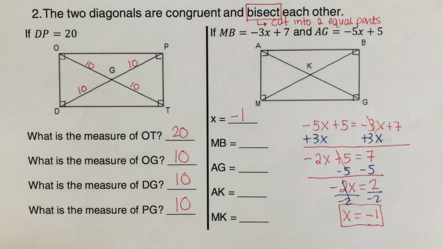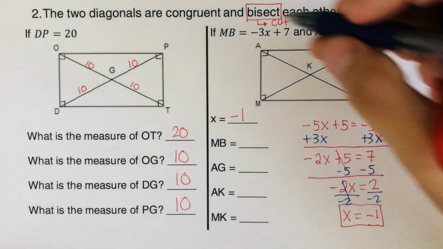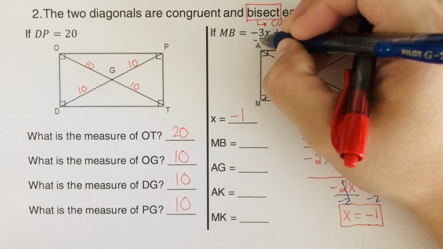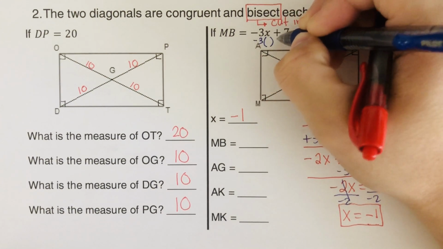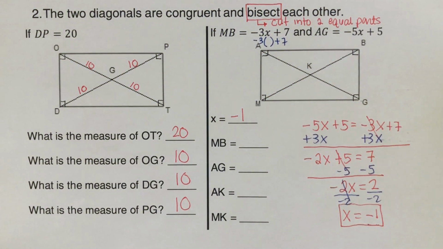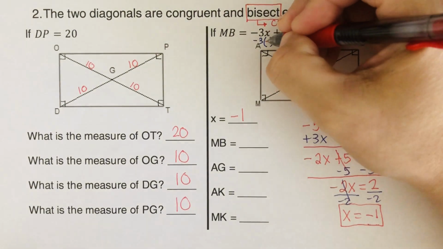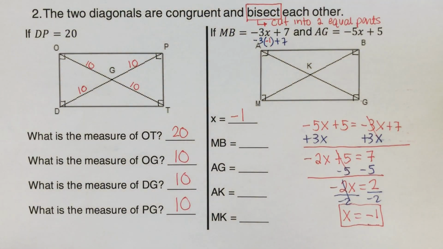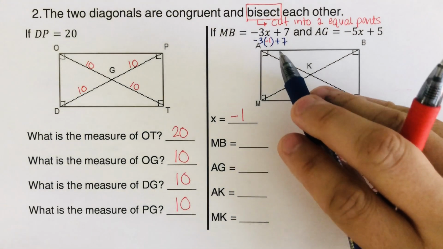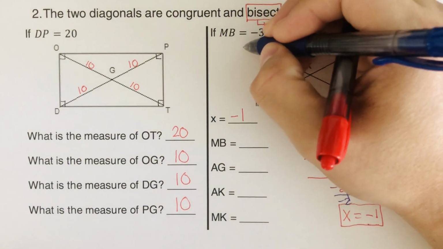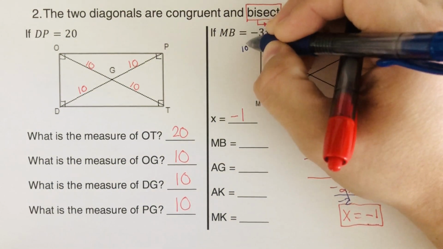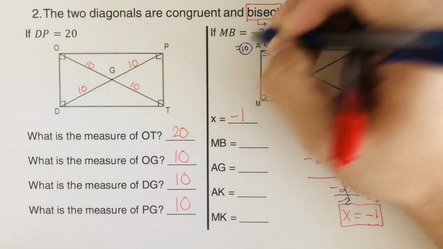And so if we want to solve for the diagonal MB, we plug it in. So that would be negative 3 times the x, which is negative 1, plus 7. 3 times negative 1 is a positive 3, plus 7 is 10. So the value for MB is 10.